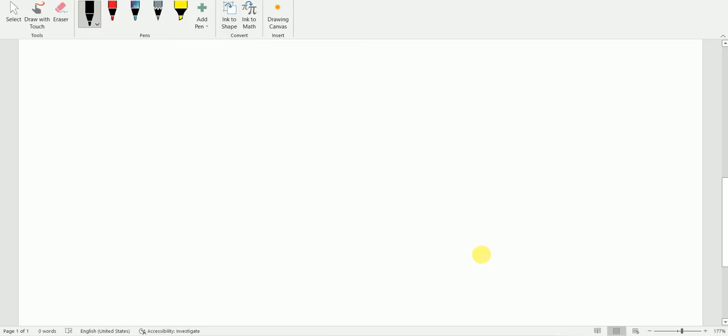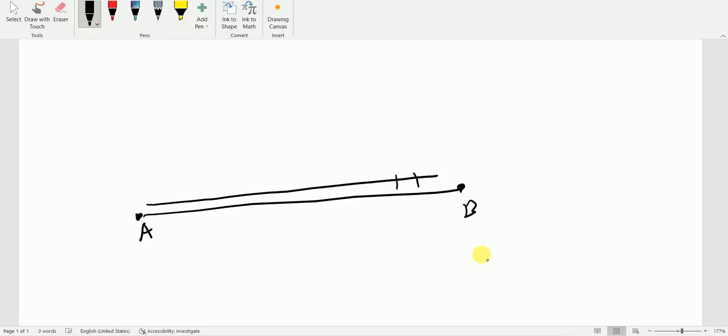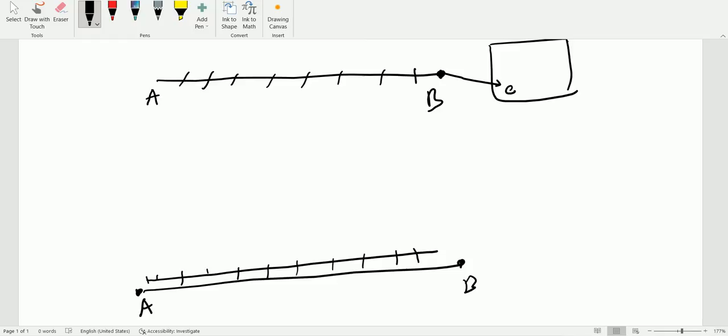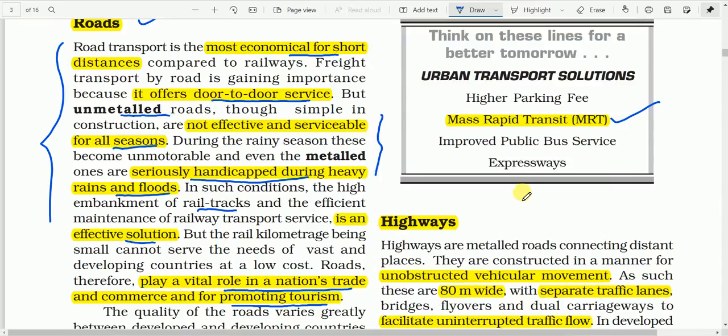Here, for example, this is city A, and here another city, B, and here we have a dedicated line, a railway line or a subway. No interruption. So in this MRT, mass rapid transit, many people can be accommodated at a time.